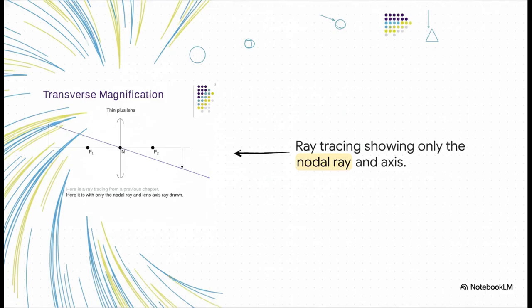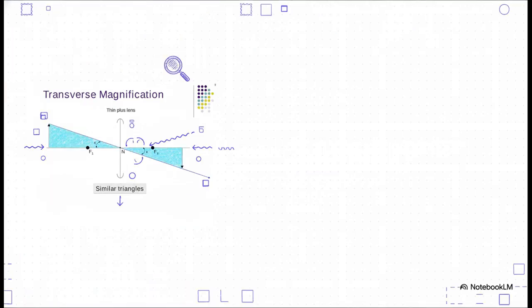It basically creates a pure, straight line stretching all the way from the tip of the object right to the tip of the image. And look at that! This brilliantly illustrates two hidden similar triangles meeting right at the nodal point in the center. Because that nodal ray passes straight through unrefracted, the angles it forms with the primary visual axis on both sides of the lens are identical. They're opposite angles at the vertex.